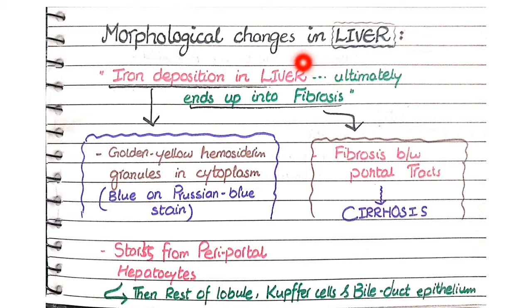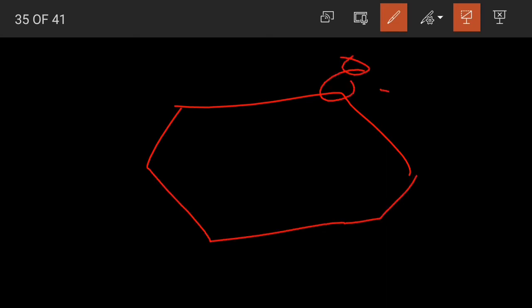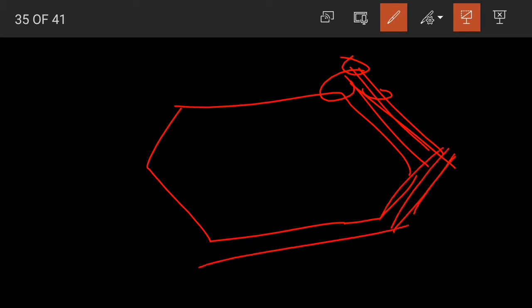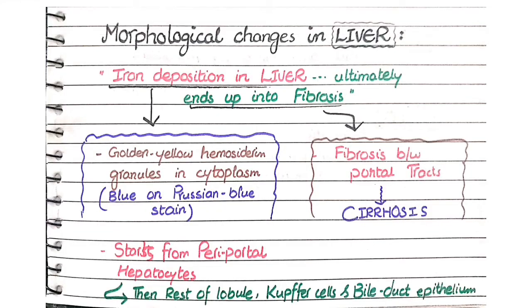The second keyword is that this iron deposition ultimately ends up in fibrosis. So you will see fibrosis between portal tracts. For example, if this is a hepatocytic lobule and here at the corners are portal tracts, you will see fibrotic tissue between adjacent portal tracts. And ultimately, when the fibrosis progresses further, it can end in cirrhosis.